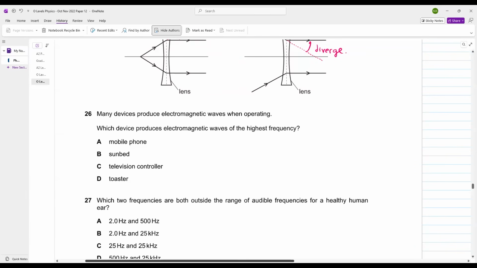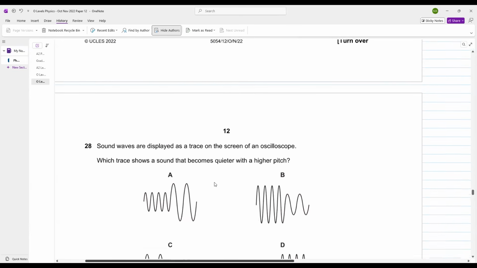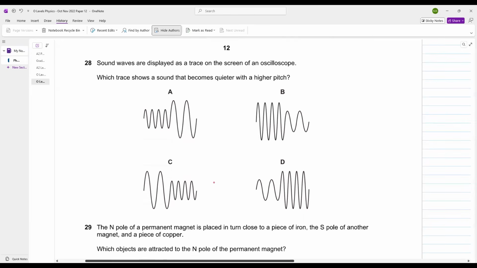Many devices produce electromagnetic waves when operating, ठीक है। Which device produces electromagnetic waves of the highest frequency? अच्छा जी, highest frequency के electromagnetic waves कौन produce करता है, sunbed। Okay. Which two frequencies are both outside the range of audible frequency for a human ear? 2 hertz तो outside है, 500 is within है, we will cancel this out. 2 hertz is outside the human hearing range and 25 kilohertz is also outside the human hearing range. B is your answer। 28 पे आ जाओ.